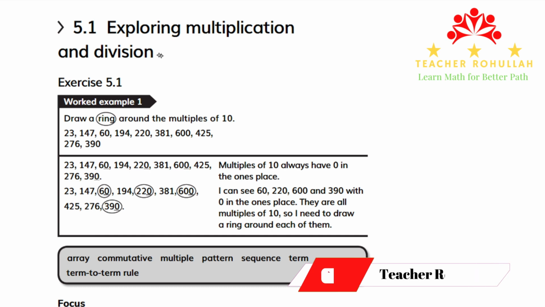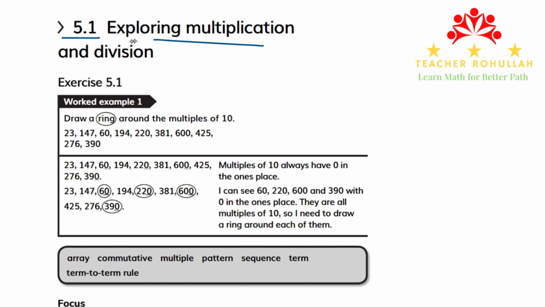In this lesson, I'm going to work on exercise 5.1 of Cambridge Primary Mathematics Workbook 3. And this exercise is about exploring multiplication and division. The first example is a worked example over here, and it says, draw a ring around the multiples of 10.